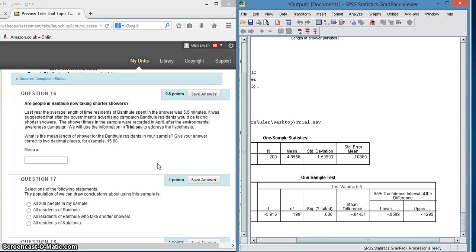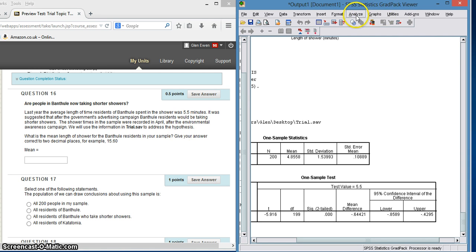Question 16. Last year, the average length of time residents of Banthil spent in the shower was 5.5 minutes. It was suggested that after the government's campaign, Banthil residents would be taking shorter showers. The shower times in the sample were recorded in April, after the Environmental Awareness Campaign. We will use the information in our SPSS data file to address the hypothesis. What is the mean length of shower for Banthil residents in your sample?